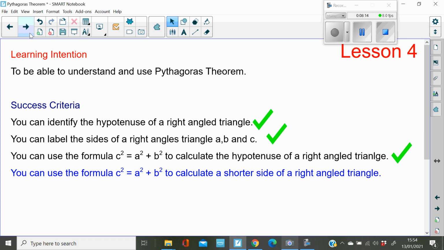So for lesson 4, what we've done so far is we've identified the hypotenuse of a right angle triangle. We've labelled the sides A, B, and C, and we've used the formula to calculate the hypotenuse of a right angle triangle. And I've got a wee typo there.